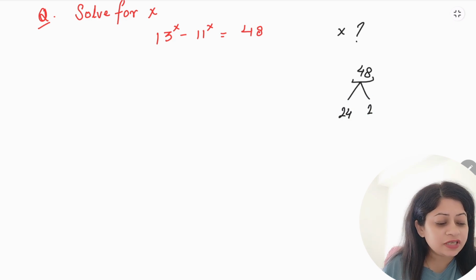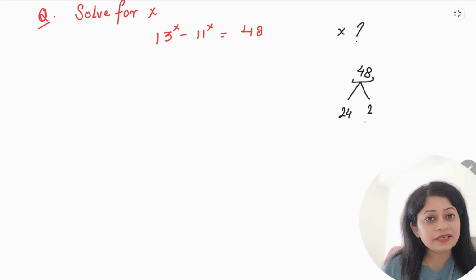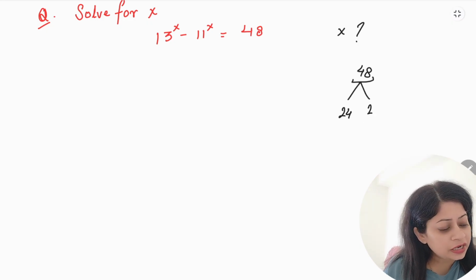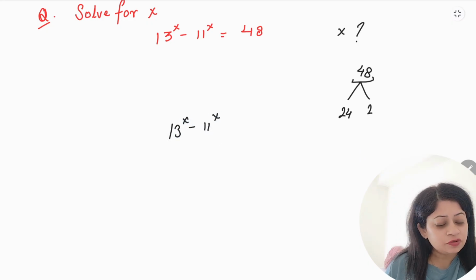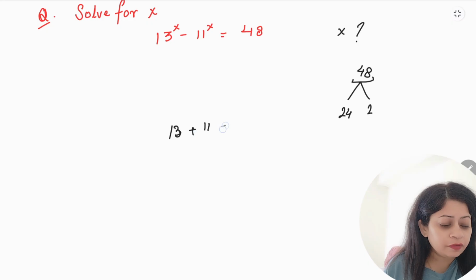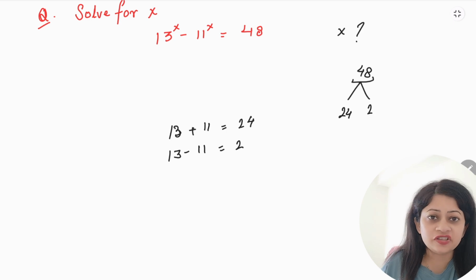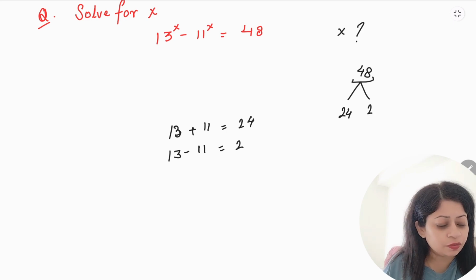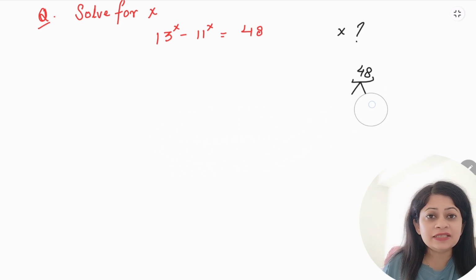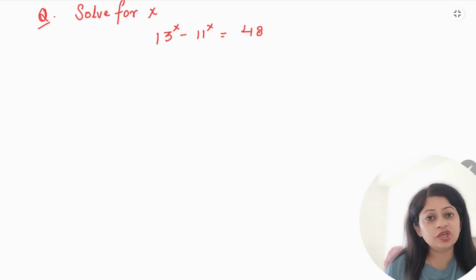So whenever you have this type of question, look at the left hand side. You have 13 raised to power x minus 11 raised to power x. If you do not look at this x and just look at 13 and 11, if you add them, what do you get? You get 24. And if you subtract them, you get 2. Try to observe these types of relations. Now you can easily guess what type of relation you are getting here.